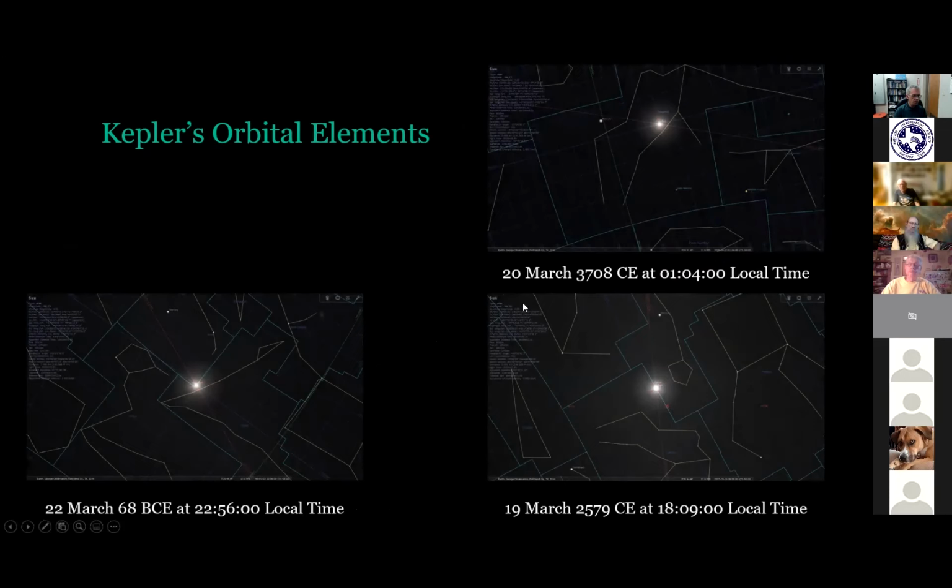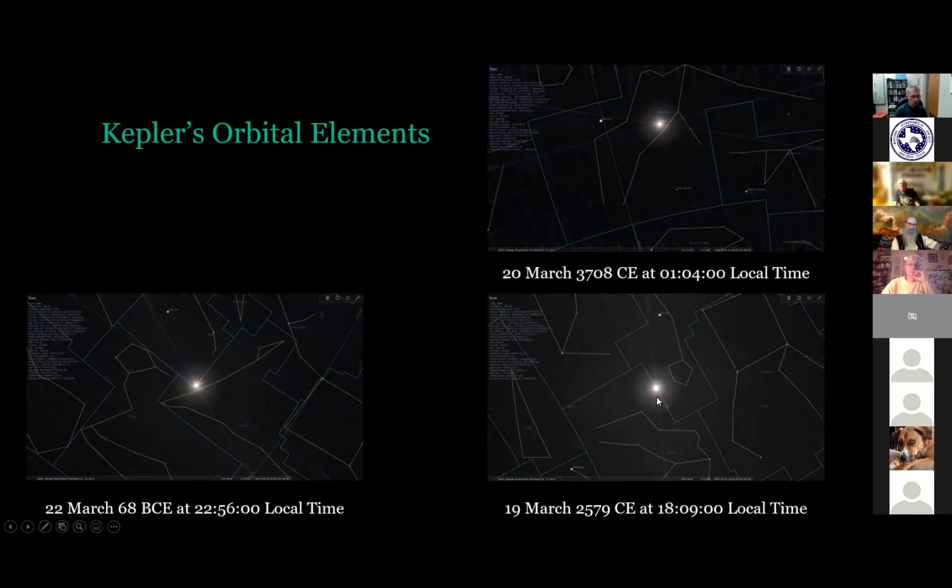Now, I've shown you here the changes in that equinox. So this is where we are in the past, and I did this with Stellarium. At 10:56 our time here in Texas, on the 22nd of March, 68 BCE, there was the sun right there. As it passes from Aries into Pisces, there was the old vernal point.